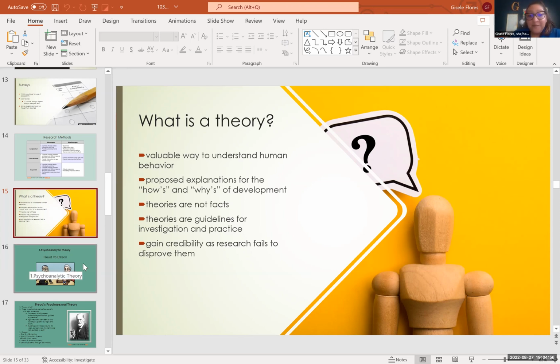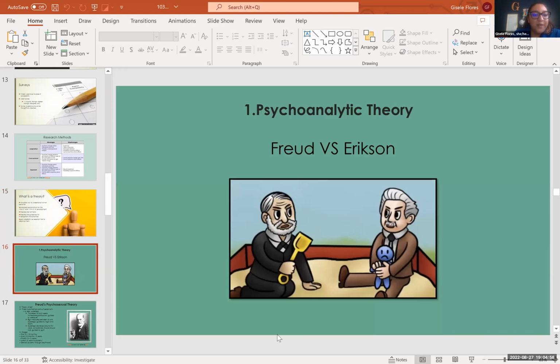So let's look at some of these theorists. The first type of theory that we're going to look at is psychoanalytic theory. And the two big names in this type of theory are Freud and Erikson. But as similar as they are in their understanding of children, there are some pretty distinct differences, and we're going to look at some of those differences right now.